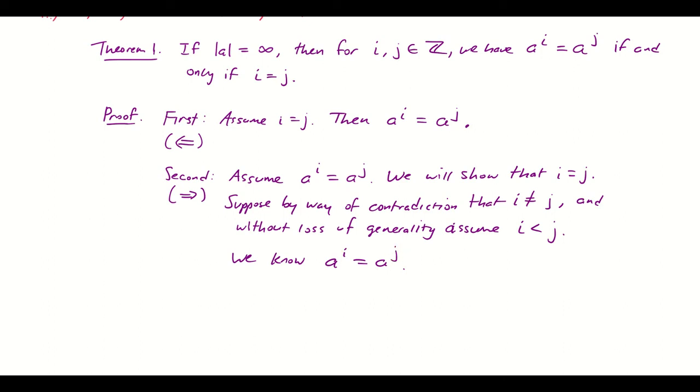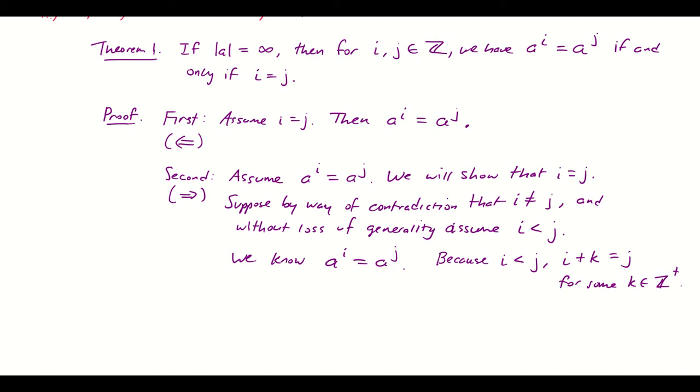I think that means that, well, because i is less than j, that means j is equal to i plus k for some positive integer k. That's what it means for i to be less than j. Even if i and j are both negative, this would still be the case, that there would be some positive integer I can add to the smaller one to get the bigger one. And so where I think the contradiction is going to come from is I can rewrite a to the j as a to the i times another positive exponent power of a.